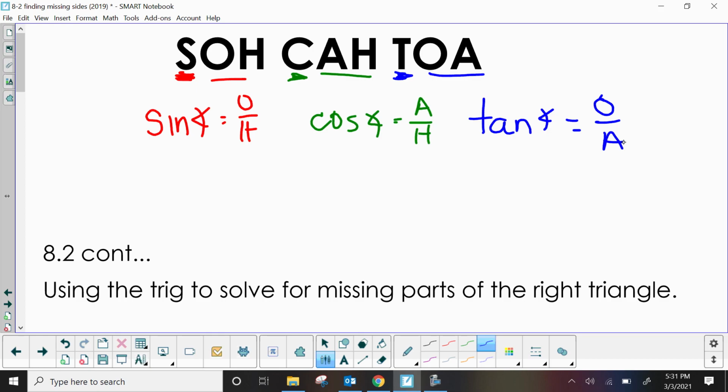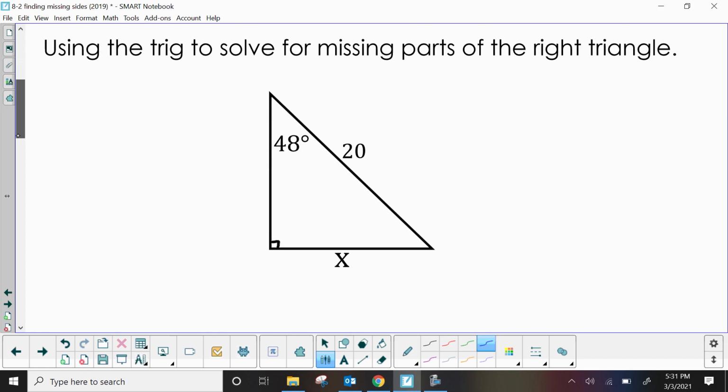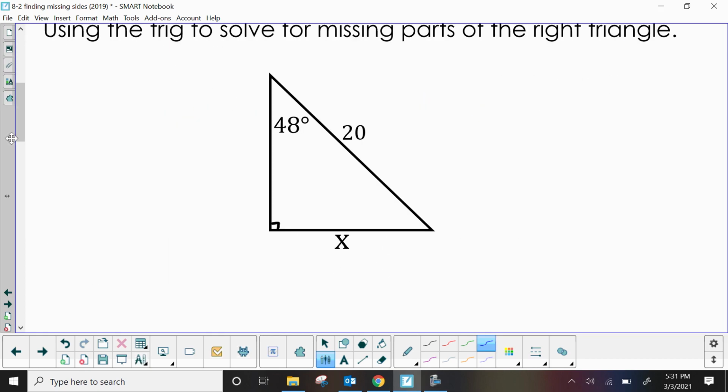So let's just get right into it. Here's an example. Using the trig, find the missing parts. What I've done in the past is I've told you, circle the angle that you have. In this case, we have this 48-degree angle, so I'm going to circle it. Then I'm going to identify the other two parts, the side that we have a length for and the variable, compared to that angle. So x is opposite of that angle, 48 degrees, so I'm going to put an O with it. The 20 I know is the hypotenuse because it is opposite the 90-degree angle.